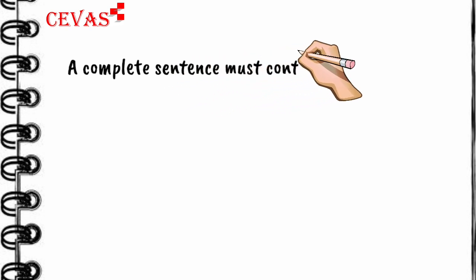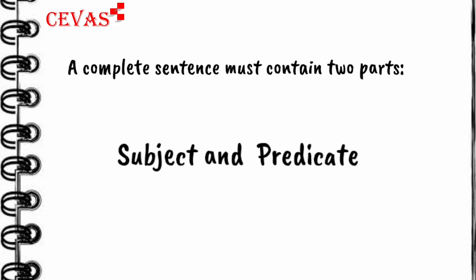In order to have a complete sentence, it must contain two parts, a subject and a predicate. Every sentence has a subject and predicate, or it will not be considered as a complete sentence.